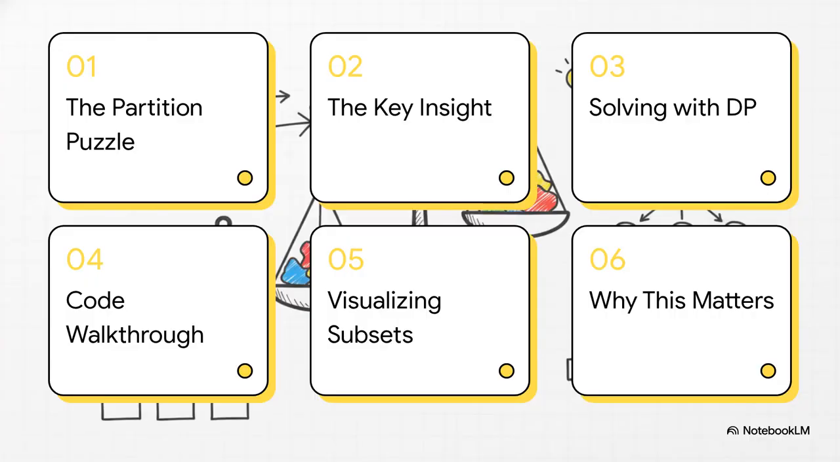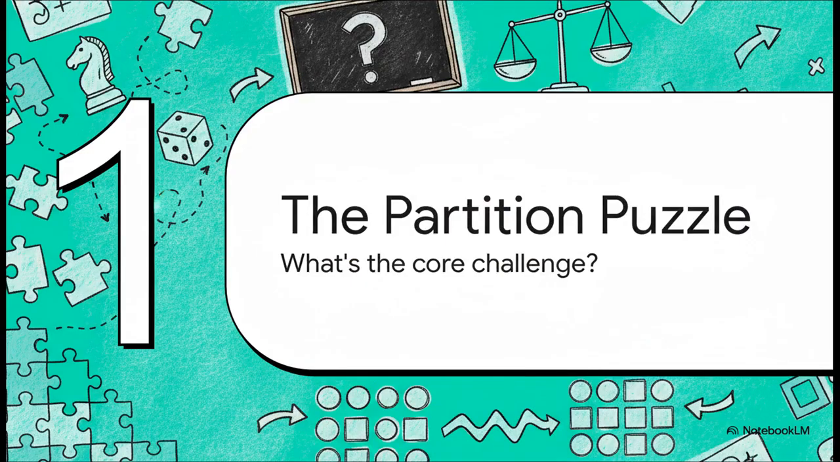Okay, so here's the game plan for today. We'll start by really nailing down what this puzzle's all about. Then we'll hit that one key insight I mentioned. After that, we'll pull out the big guns, dynamic programming, and build a table to solve it. Of course, we'll walk through the code, see what the final answer actually looks like, and then talk about why this whole thing even matters. Sound good? Let's go.